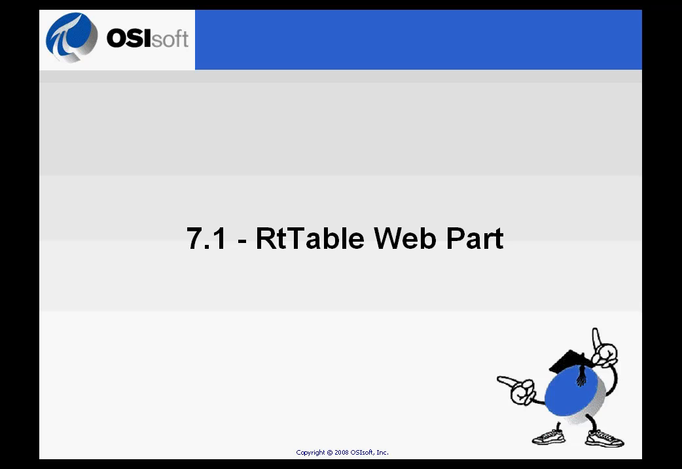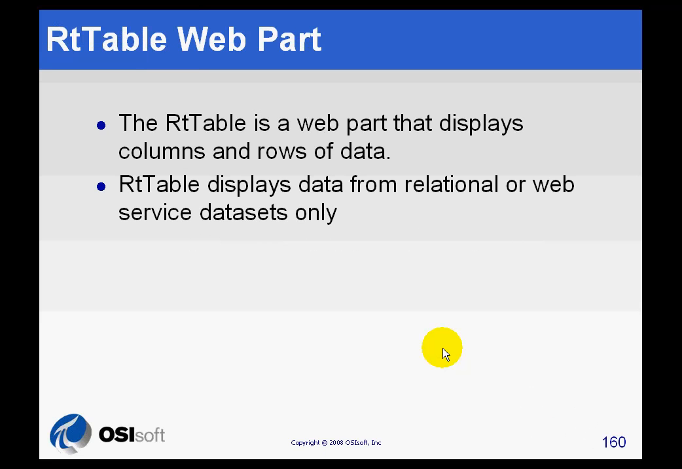Now in this section we're going to talk about the RT table web part. It's a web part we've seen several times before when we were discussing data sets, primarily because its only purpose is to show data sets of one type or another, either relational data sets or web services data sets. So naturally when we talked about data sets, we spent a lot of time on it.